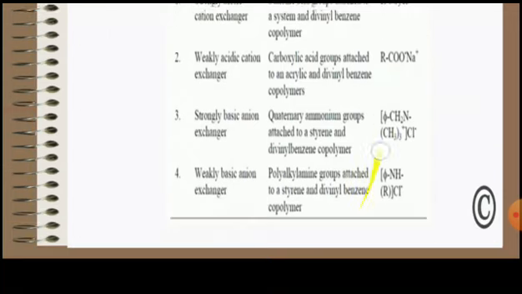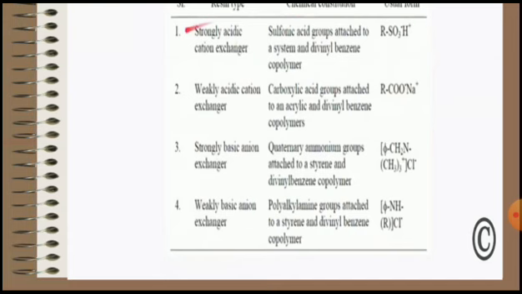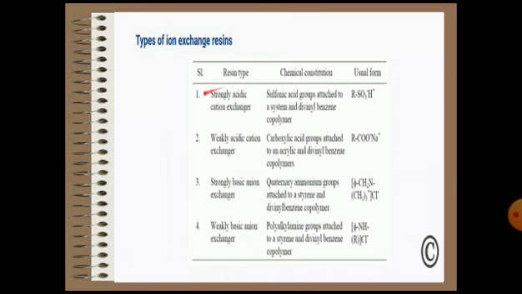Strongly basic anionic exchanger means quaternary ammonium groups attached to a styrene and divinyl benzene copolymer. Weakly basic anion exchanger means polyalkylamine groups attached to a styrene and divinyl benzene copolymer. So these are the different types of ion exchange resin. Mainly two types will be there: cationic and anionic.